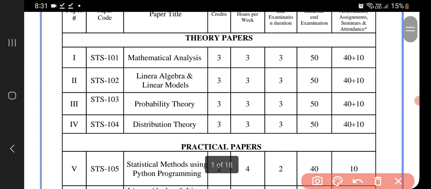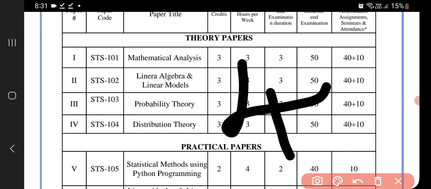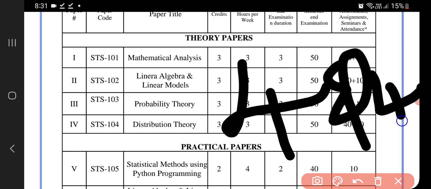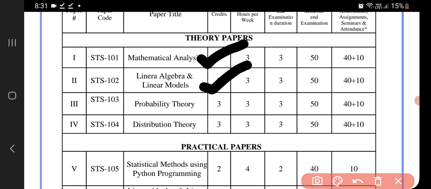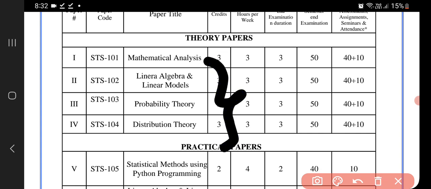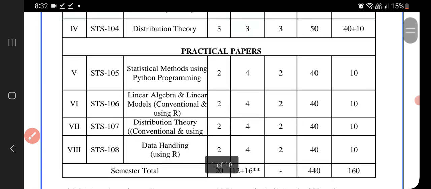In this semester, not only in this semester but in all 4 semesters, you'll be having 4 theory papers and 4 practical papers. Okay, so you'll be having four things. Here you can see the first paper is Mathematical Analysis, and the second paper is Linear Algebra and Linear Model. The third paper, that is 103, is Probability Theory, and 104 is Distribution Theory. So you'll be having a total of 4 papers in theory and 4 in practicals.